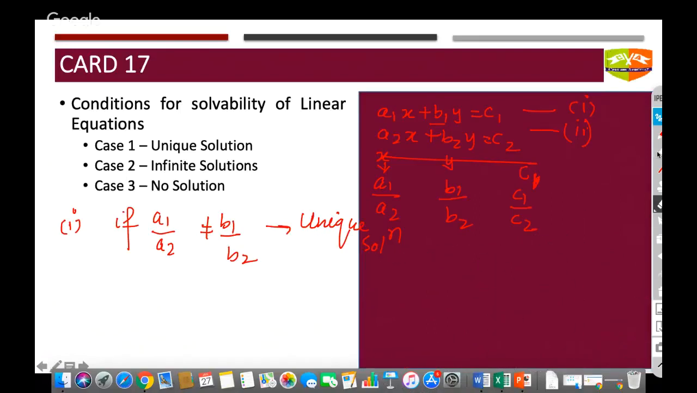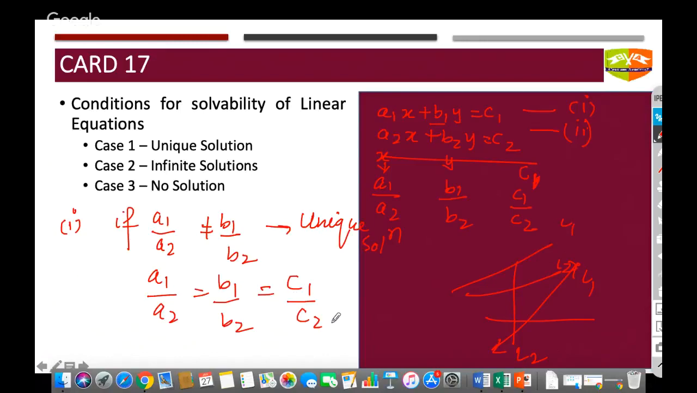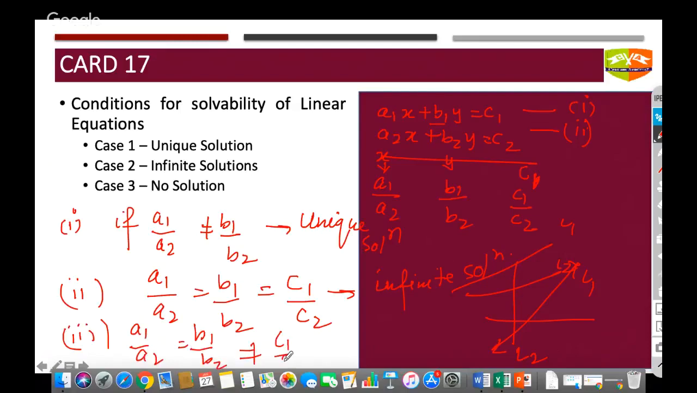In exactly the opposite case, when slopes are equal, there are two possibilities. If a1 by a2 is equal to b1 by b2, it means that either the lines are coinciding, like this, l1 and l2, or the lines are parallel to each other. For coinciding lines, everything has to correspond. So the second case is a1 by a2 equal to b1 by b2 equal to c1 by c2, which will give you infinite solutions. And the third case is a1 by a2 equal to b1 by b2 and not equal to c1 by c2.